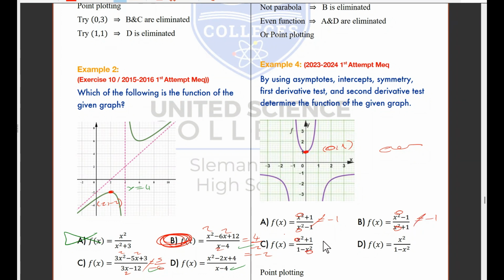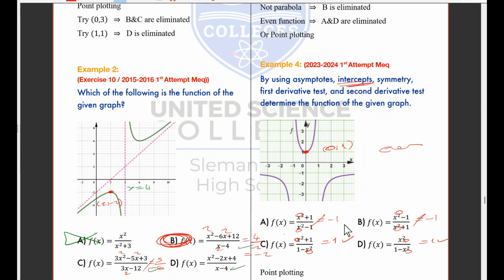Insert 0 for x, it gives me 1, which may be true. So I eliminated two options. I have two other options to eliminate. So what else can I use? I see the same asymptotes in both of them, and I didn't look at the intercepts, so let's take a look at the intercepts.